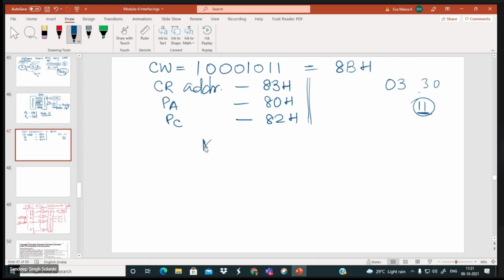So first of all, what I'll write: MVI A, 8B. Then what I will do: OUT 83. Okay. So this is what control word writing is. Correct, na?